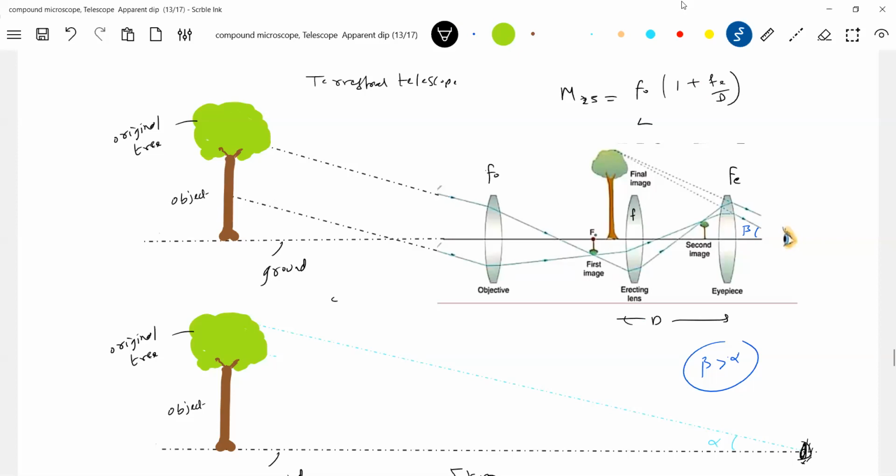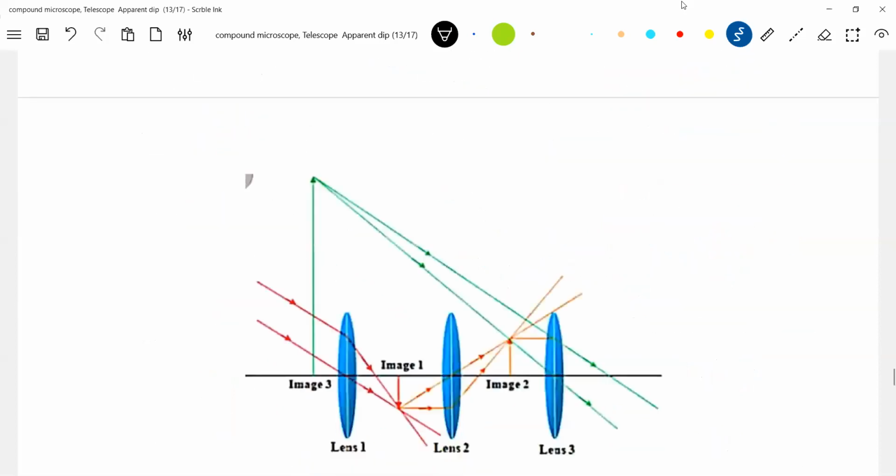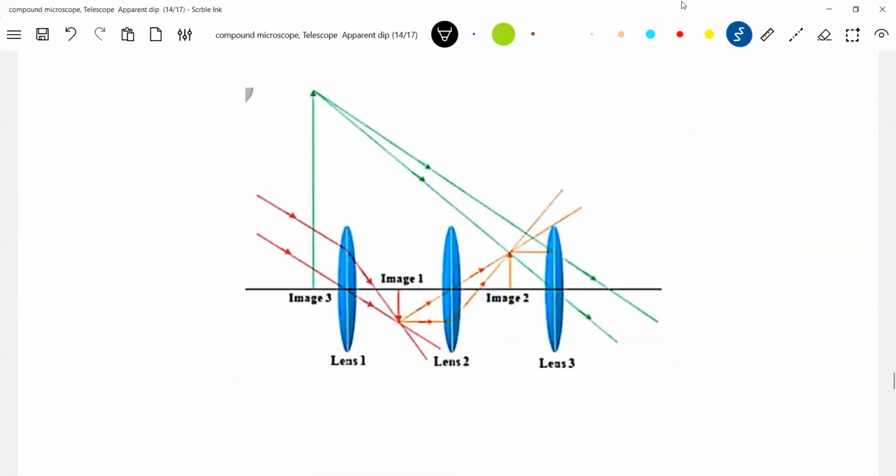What is the length of the tube? Length of the tube will change. It is no longer that way, so you have to calculate the length of the tube. It will not be similar to that one. It has to be calculated here. Got the idea? This will be much easier. Object at infinity. Final image is also at infinity.